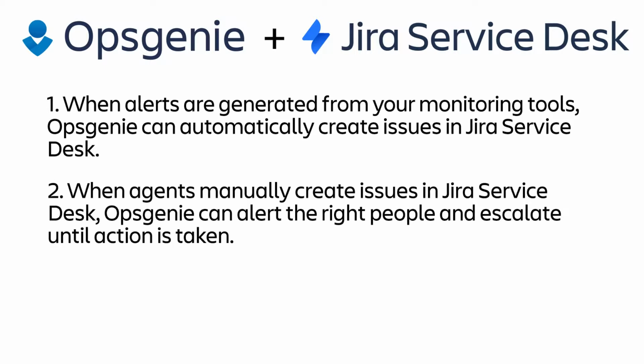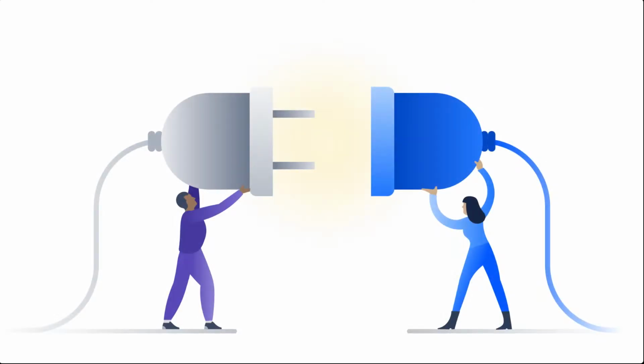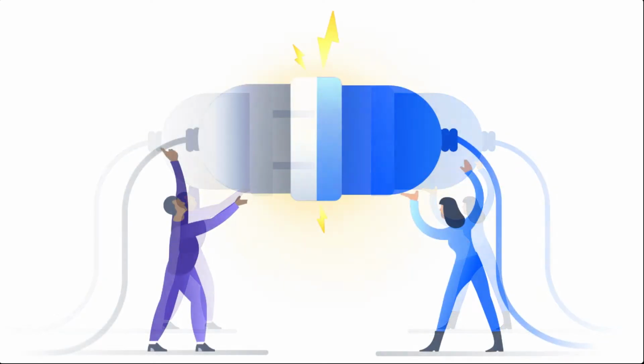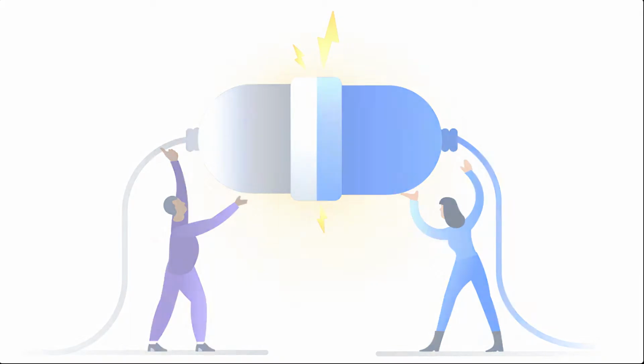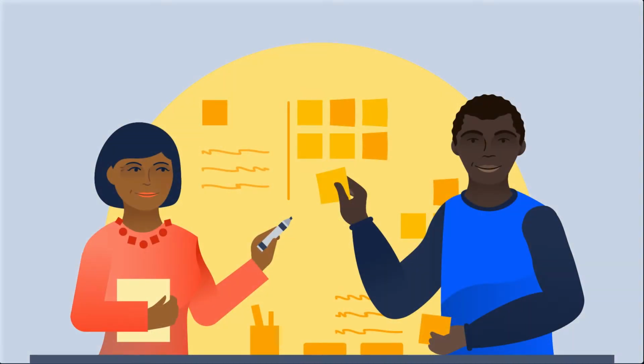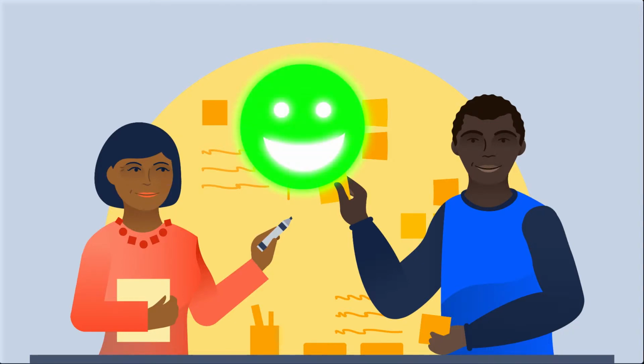Likewise, when agents manually create issues in Jira Service Desk, Opsgenie can alert the right people and escalate until action is taken. Integrating Opsgenie in Jira Service Desk helps your IT teams to respond faster when major incidents occur, enabling them to meet strict SLAs and minimize customer impact.